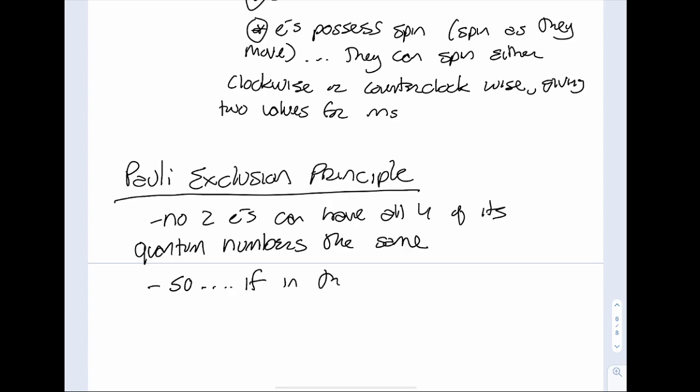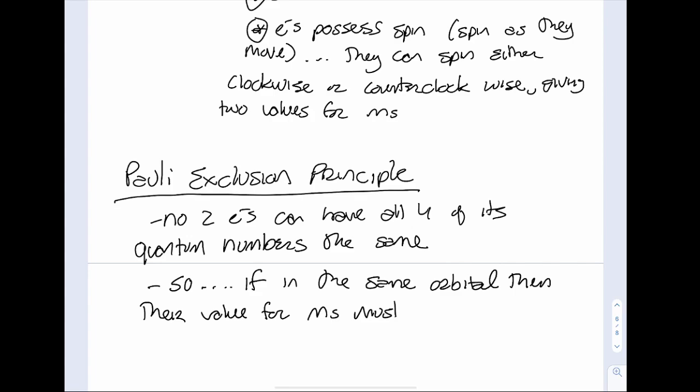If in the same orbital, right, the same region of space, then their value for m sub s must be different, meaning they must be spinning in opposite directions. Since there's only 2 directions I can spin in, since there's only 2 values for m sub s, the maximum number of electrons you can ever put into a particular orbital is going to be 2.